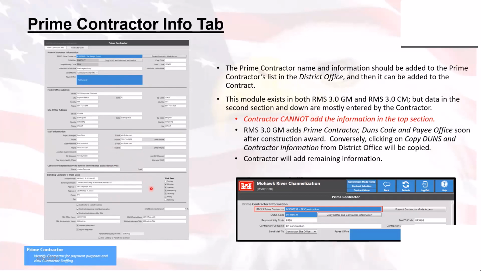Now, keep in mind, if there's ever a problem on your contract and your COR or your contracting officer tells you, quick, lock out the contract so that the contractor cannot make any changes to the contract. That's what that prevent contractor mode access button does. It basically shuts out the contractor from accessing the contract while whatever is happening, right? Who knows? You probably never have to use this, but if you need to, that's there for you.